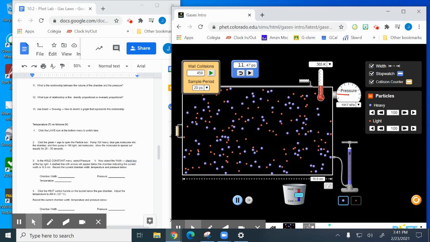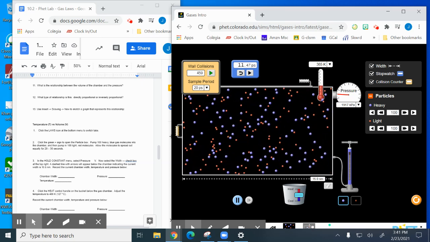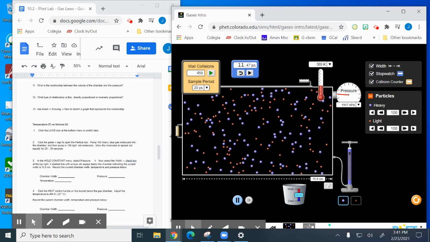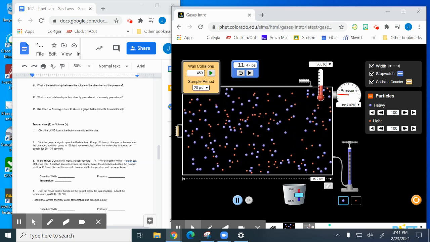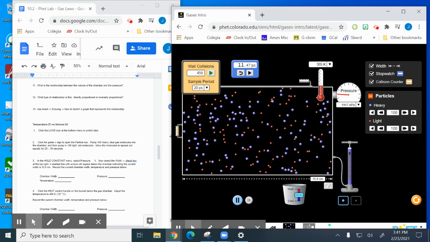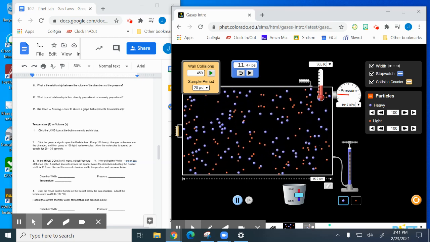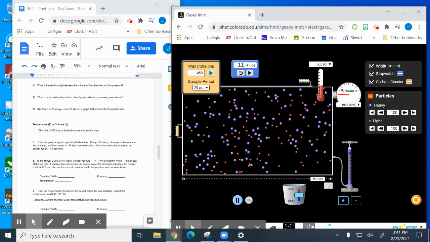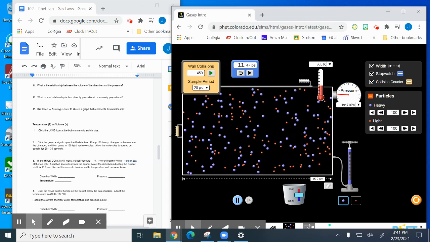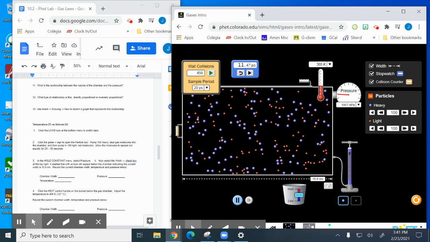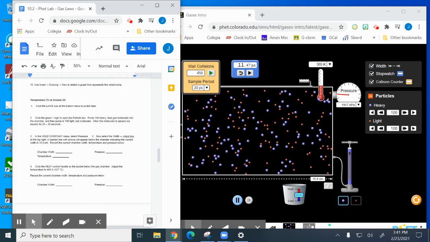Now the average number of wall collisions in 20 picoseconds is quite a bit lower, right? Because it's all spread out, the molecules have farther to go, there's a lot more wall space for the same amount of molecules. So that's inversely proportional, right? The larger the space, the lower the average number of collisions. Okay.